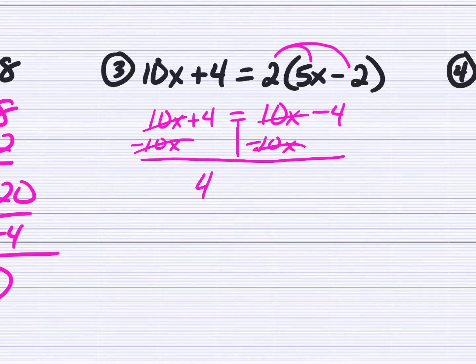I'm going to bring down on the left side, all I have is a +4. And on the right side, all I have is a -4. Well, this is not my answer, but it does tell me what my answer is. 4 does not equal -4. That is a false statement. So my answer is no solutions.